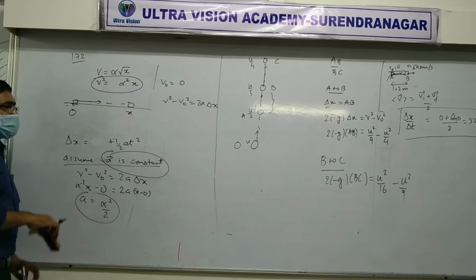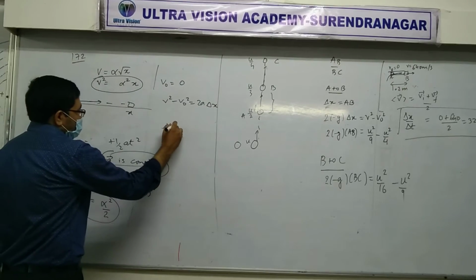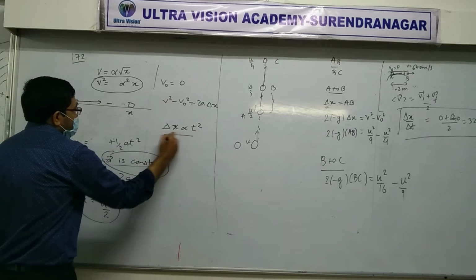So delta x is proportional to t square. Did you understand?